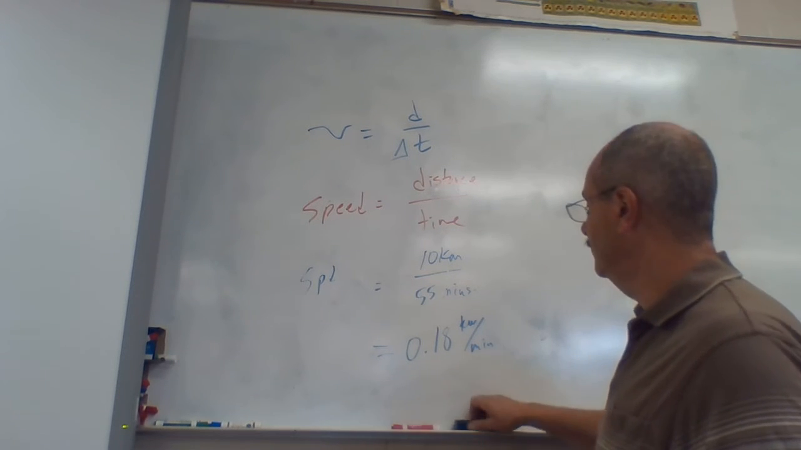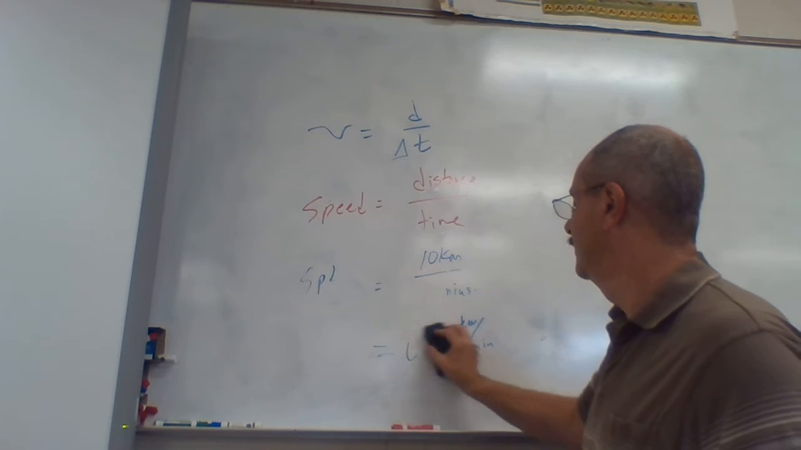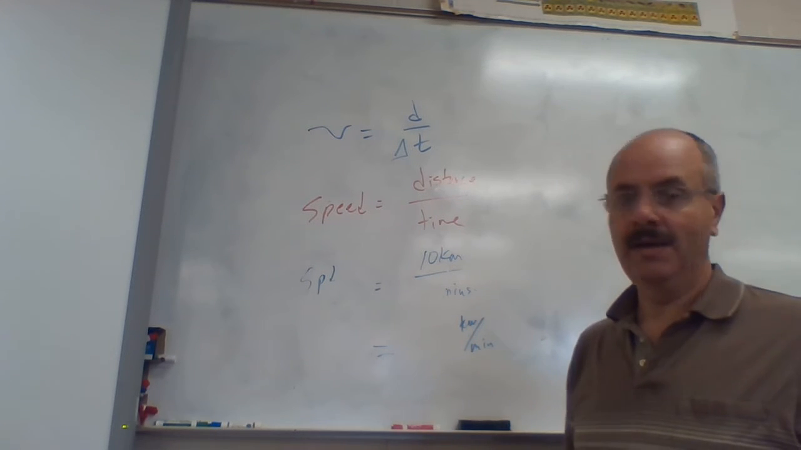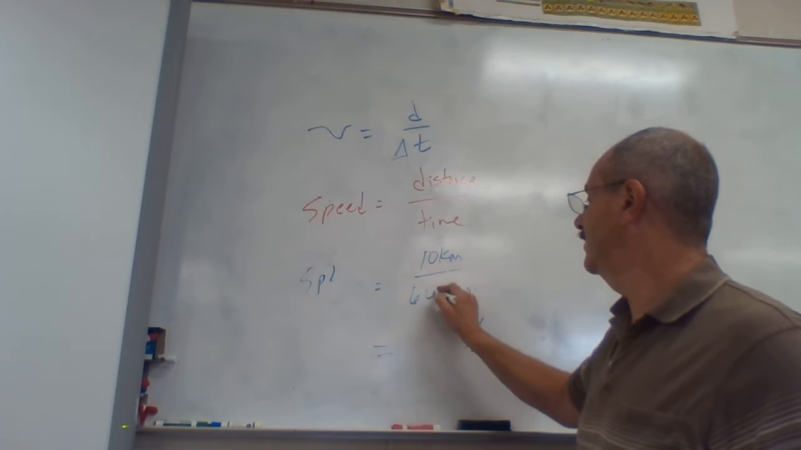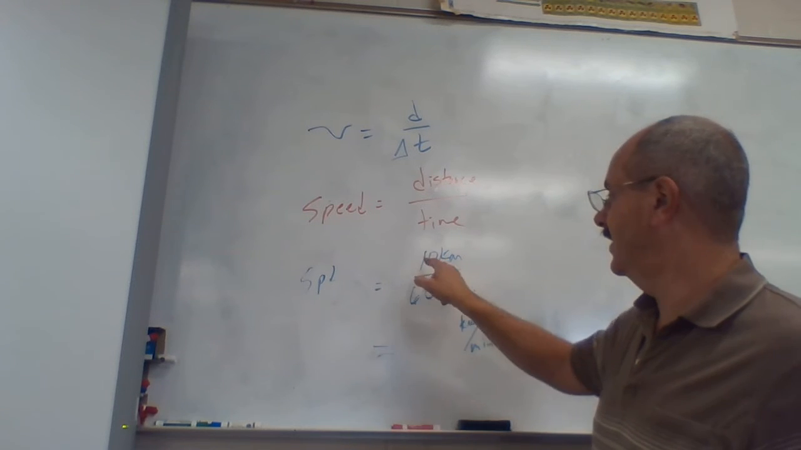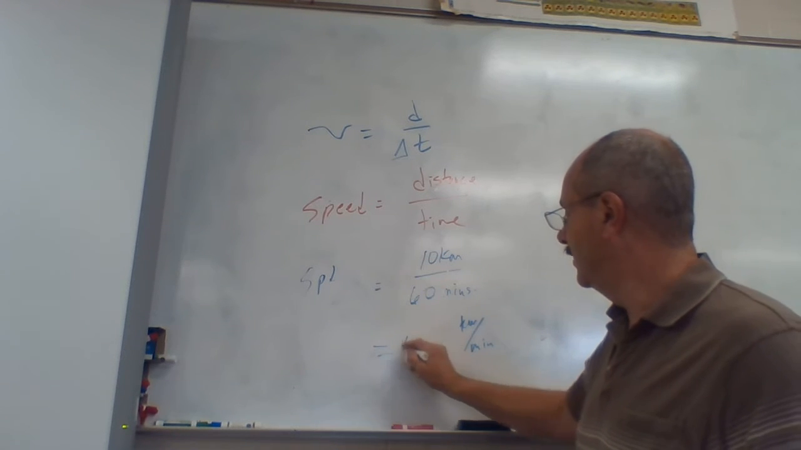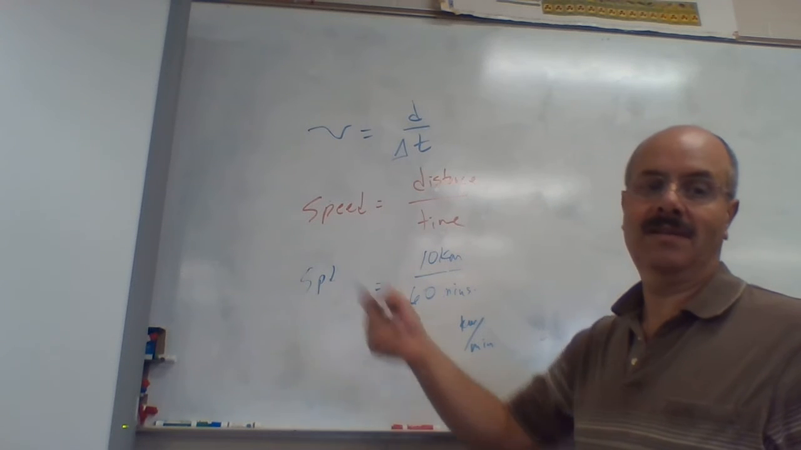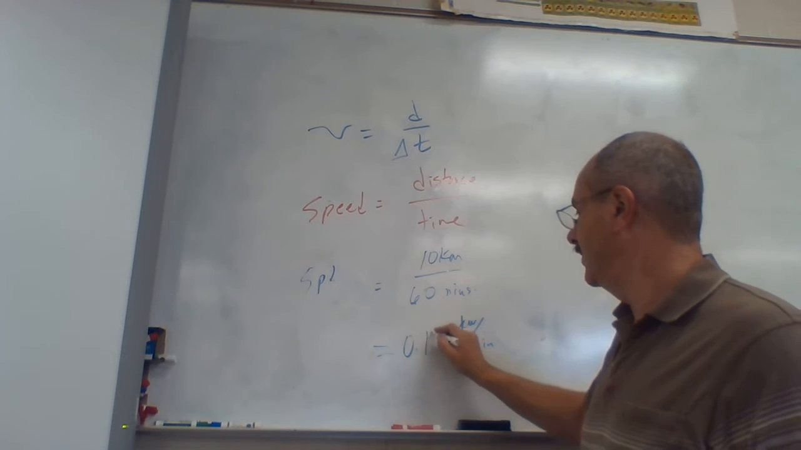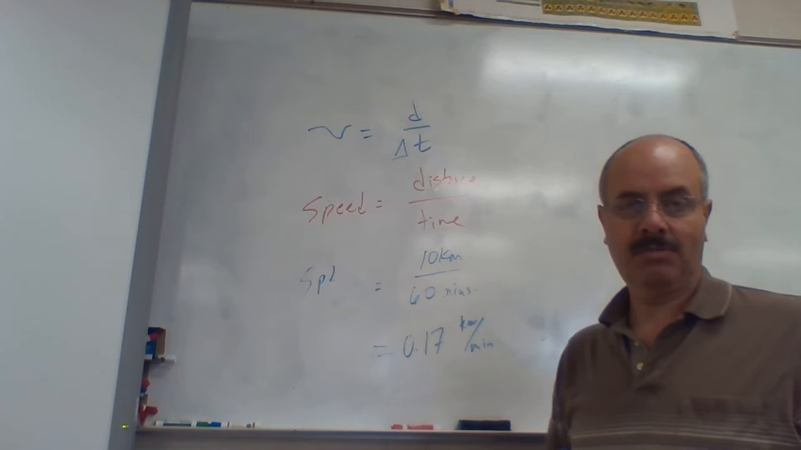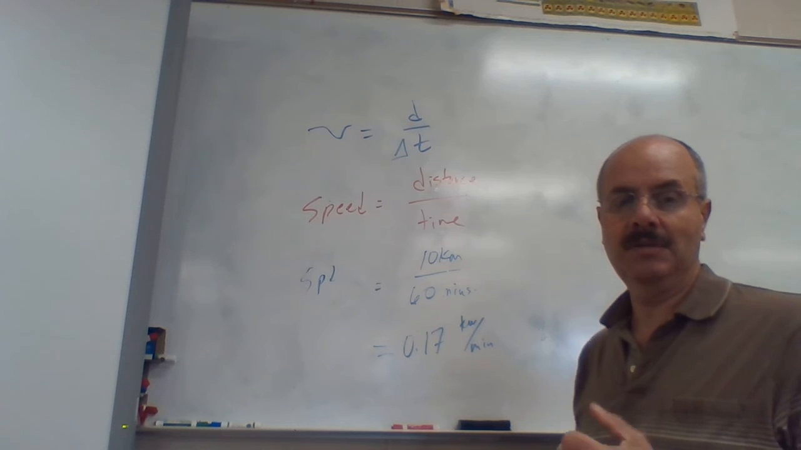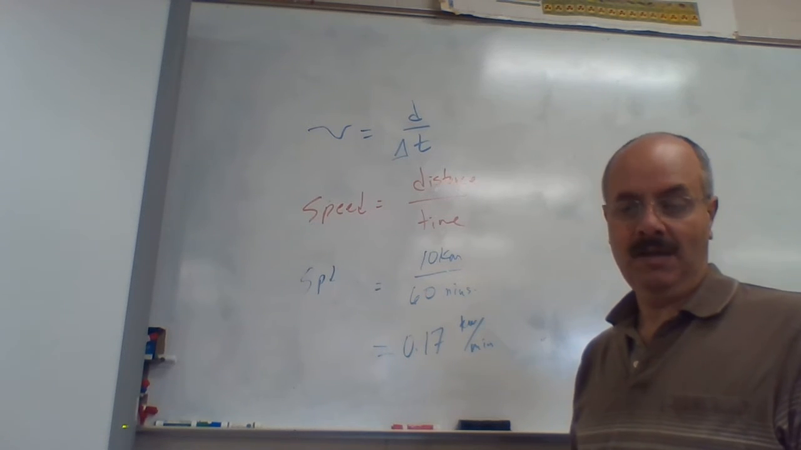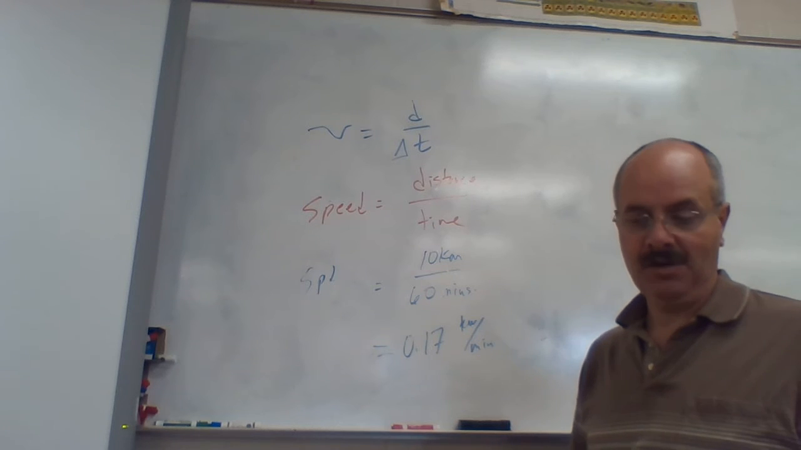Then we go to the last guy, Barry, and he did it in 60 minutes. So now you type in 10 divided by 60, and you'll get 0.1666666. We're going to round that off to 0.17 kilometers per minute. So that's what you have in that chart.